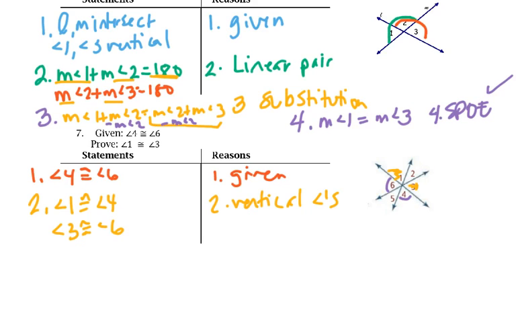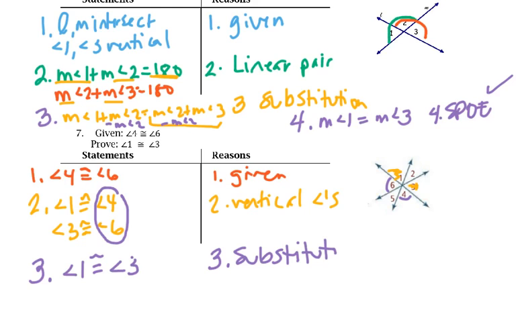Now, up above, notice that we said 4 and 6 are the same thing. So what I could do is say angle 1 is congruent to, instead of saying angle 4, I could say the same thing as angle 4 is angle 6, which is the same thing as angle 3. And so that's just a series of substitution. Okay, so angle 1 is congruent to angle 4, which is congruent to angle 6, which is congruent to angle 3, and so that makes it 1 is congruent to 3.